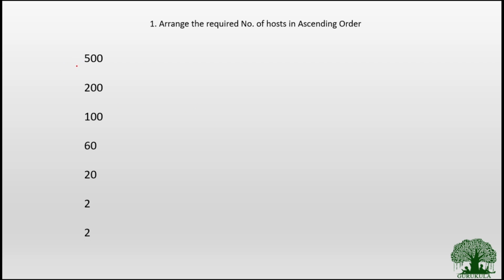So this is the maximum number of hosts that I require. The maximum number of hosts I require is 500, so I place it in the first part. The second lowest requirement is 200, the next is 100, and the next is 60, 20, 2 and 2. So this is how I will have to arrange the host requirements first, and then what I will have to do is allocate the number of bits required for hosts in powers of 2.